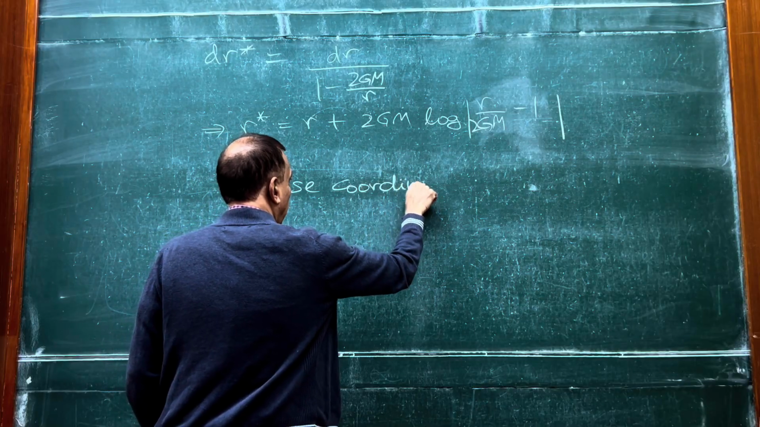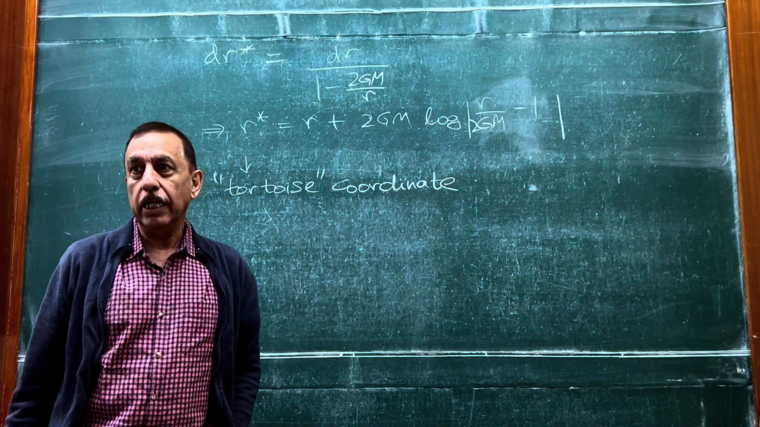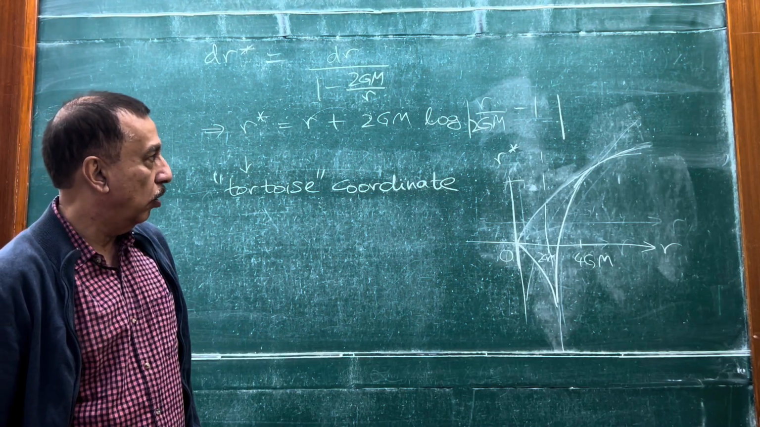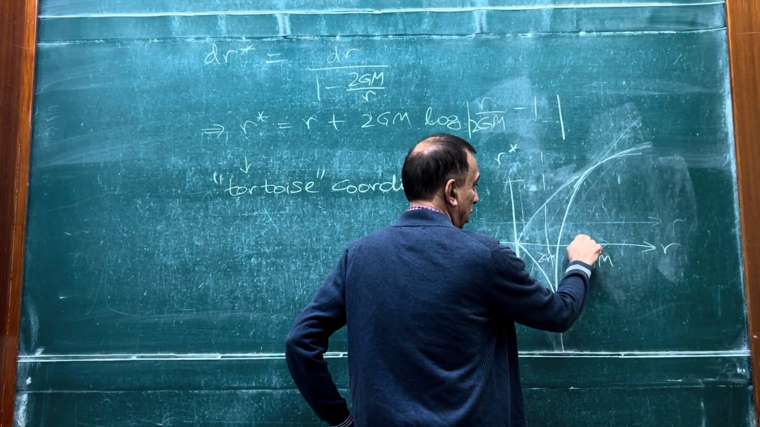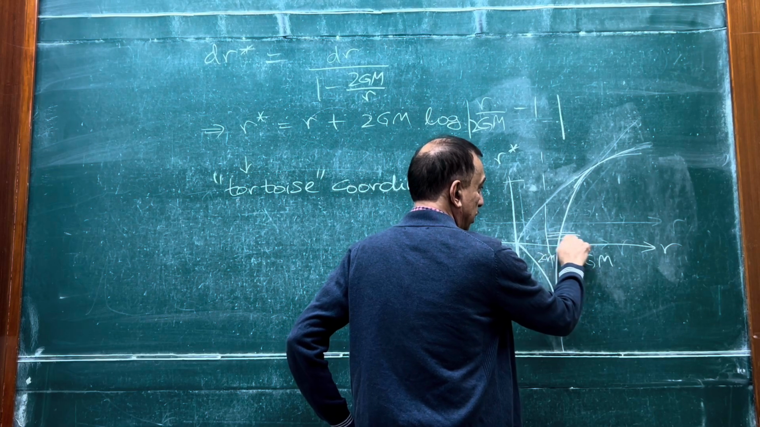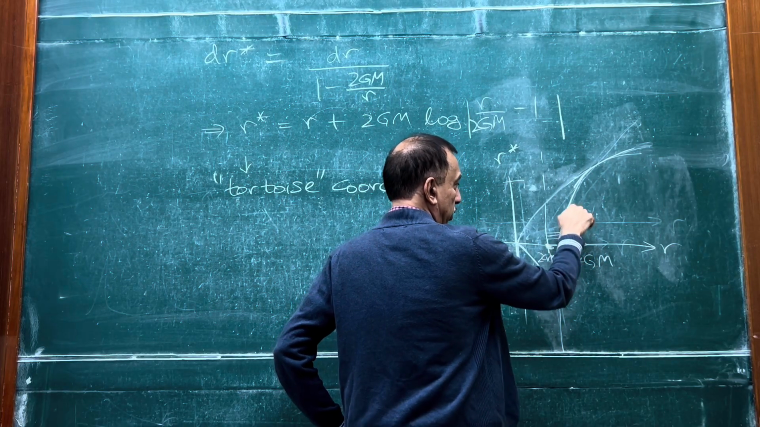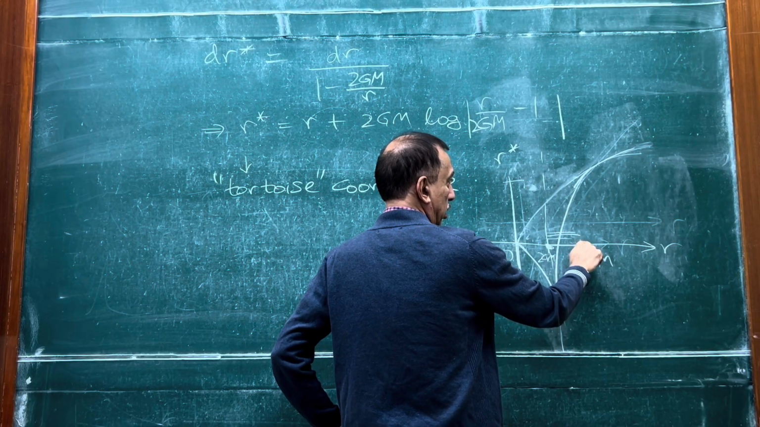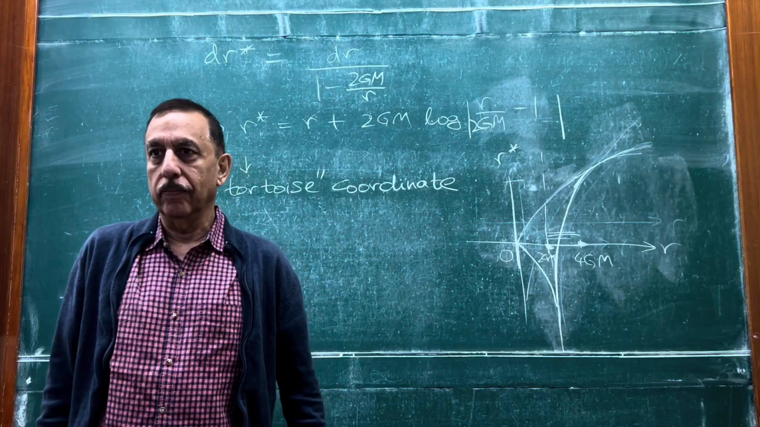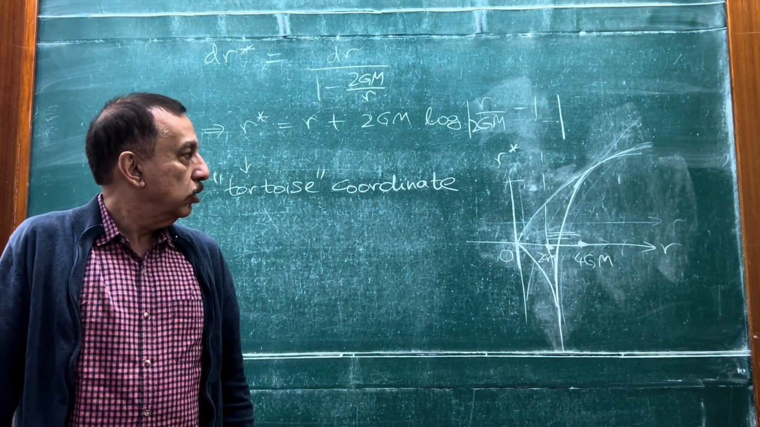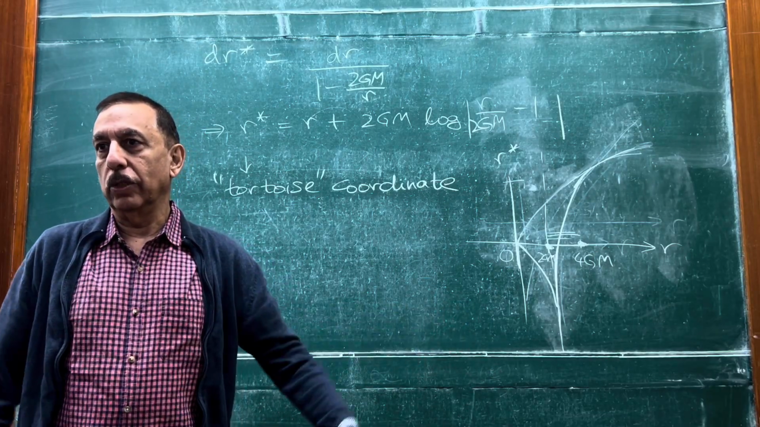And tortoise is, as we know, an animal that moves very slowly. And now we can see why it's a tortoise coordinate, because let's say r covers this much range from some point, could be 4GM or any finite point, up to 2GM. During this time, what does r star do? It goes from this value all the way to minus infinity. So that is why it's called a tortoise coordinate. It takes a much longer span to reach there.